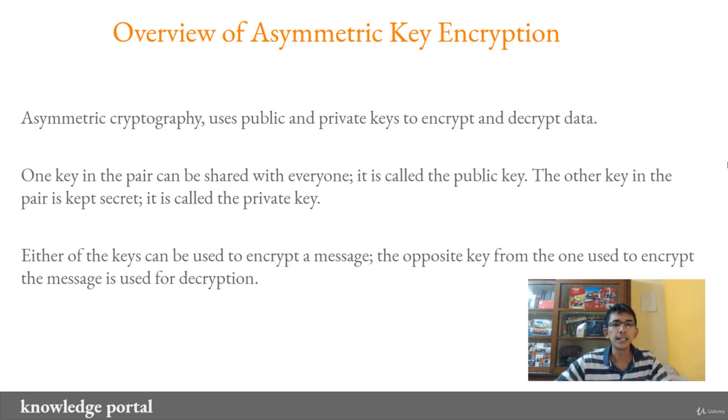Here, the two keys are referred to as the public key and the private key. One key is public and the second key is private. As the name suggests, the public key can be shared with everyone. You can share it across the internet, there is no issue there. The other key is kept secret and you do not share it with anyone, and it is called the private key. As we discussed, either of the keys can be used to encrypt a message, and the opposite key from the one used to encrypt the message is used for decryption.